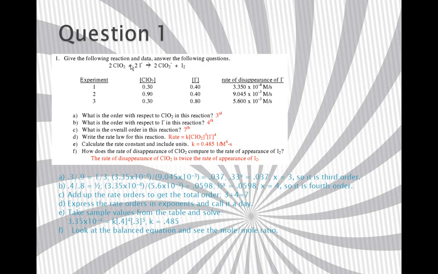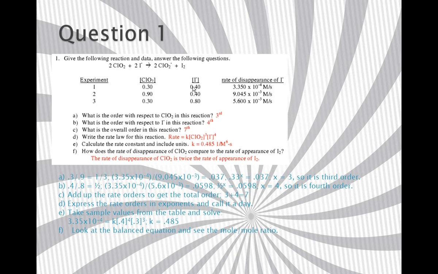So, in this problem, you're given a balanced equation, and also you're given some numbers of the rate and the concentration of the ions. So, for part A, when you're trying to find the order of ClO2, you can figure out it's third order by the math that I've shown here.